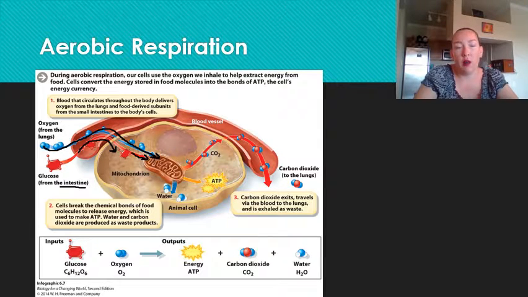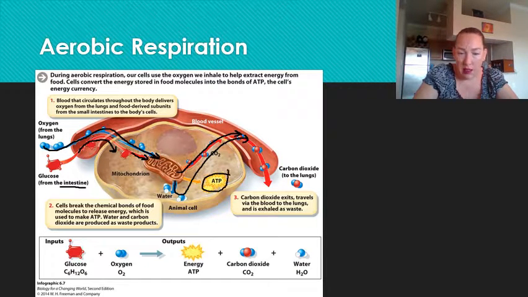From this, we get some byproducts. We get carbon dioxide, enters back into the bloodstream, goes to your lungs, you just breathe it out. Your water also leaves the cell. I would rather they drew this arrow going like this because it also enters your bloodstream to leave your body. And you also get ATP, this energy molecule.